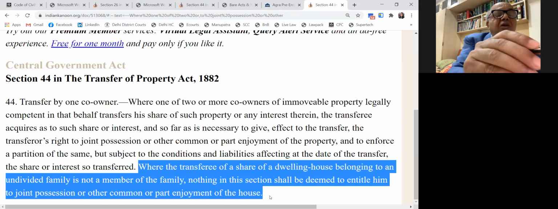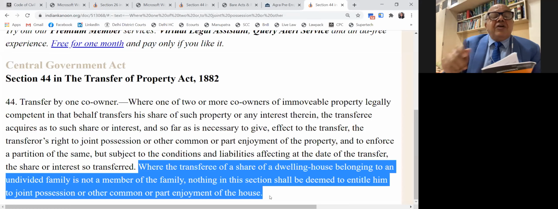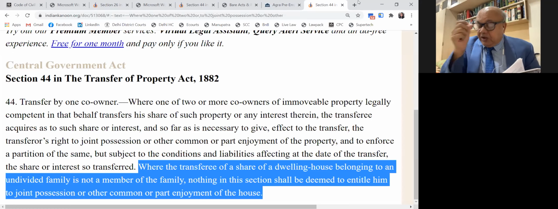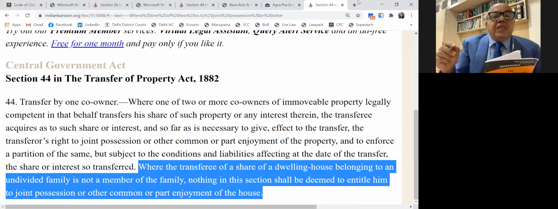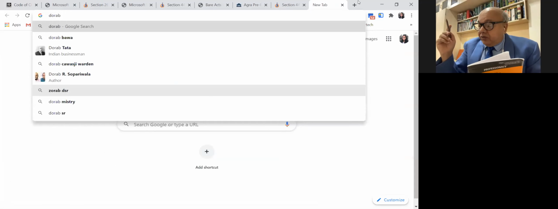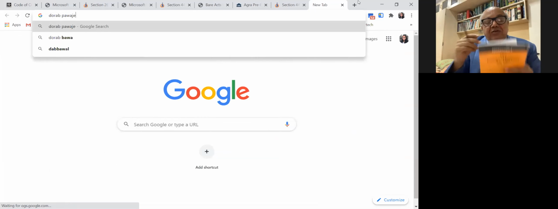Now, this particular section 44 came up for consideration before the Supreme Court in the famous case of Dorab Kawasji Warden, the Dorab Kawasji Warden's case. Mansi, can you open this?